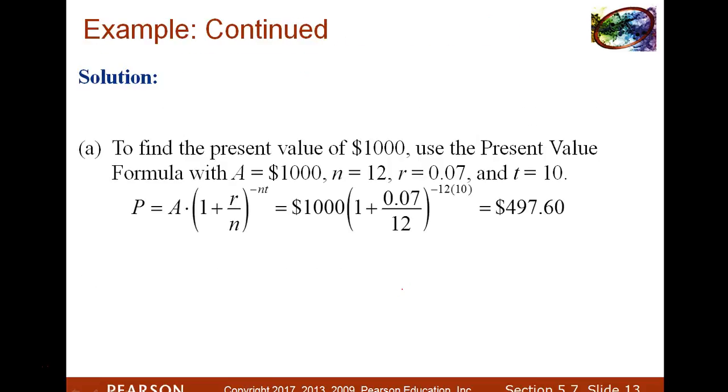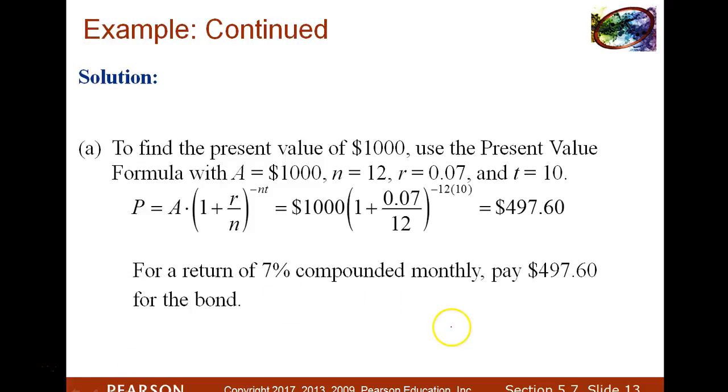If you want to figure out how much money you need to put in now so that you have a certain amount later on, you can use the present value formula. So if I want to have $1,000 in 10 years, how much money would I need to put in now? This formula is just a rewrite of the other.